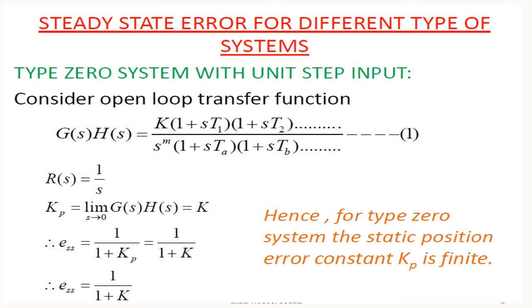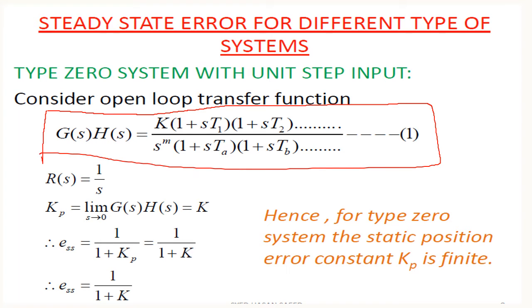Now the steady state error for different types of systems. If I consider a type 0 system with unit step input, the basic thing that you need to consider is the generalized equation for the open loop transfer function, that is G(s) H(s). It is nothing but K into (1 + sT1)(1 + sT2) divided by s to the power of m into (1 + sTa)(1 + sTb). Now what is the formula we have? We know that for a unit step the input R(s) is 1 by s.